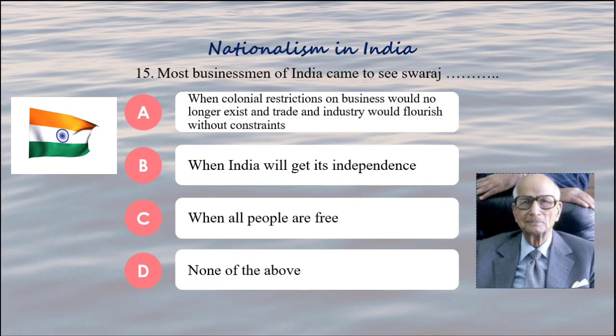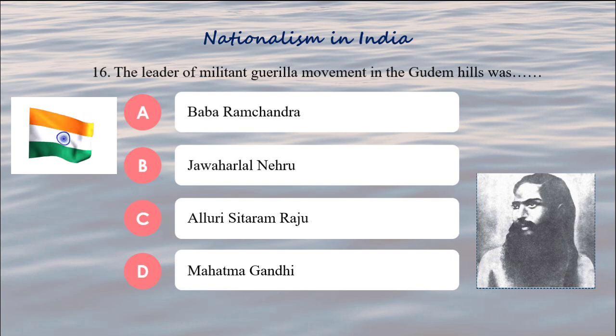Most businessmen of India came to see Swaraj when colonial restrictions on business would no longer exist and trade and industry would flourish without constraints, so option A is correct. The leader of military guerrilla movement in the Gudem Hills was Alluri Sitarama Raju, so option C is correct.